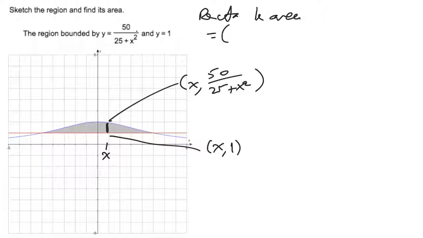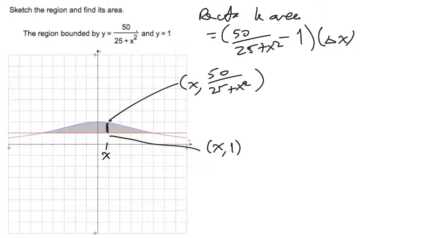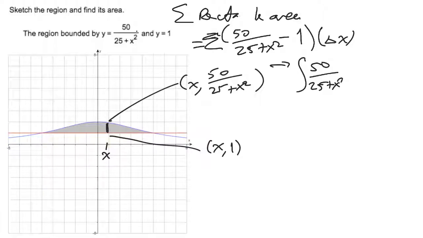All right. So 50 over 25 plus x squared minus 1 is the length of that rectangle, and the width, the thickness of it, is delta x. And so like before, when we sum the rectangles, we're summing these area formulas, and then in the limit, that's going to turn into the integral of 50 over 25 plus x squared minus 1 dx.